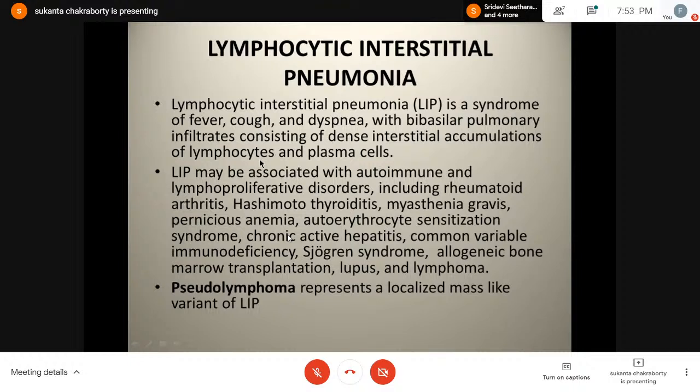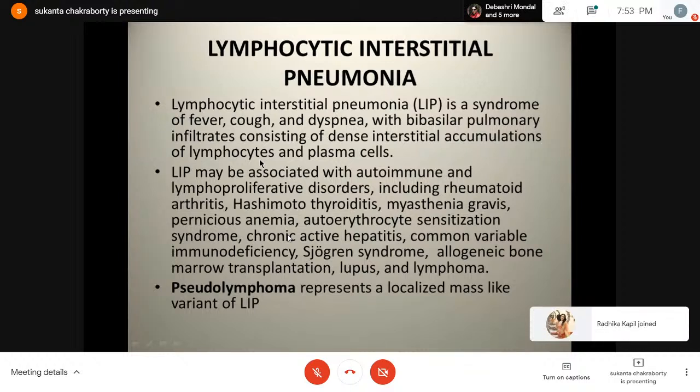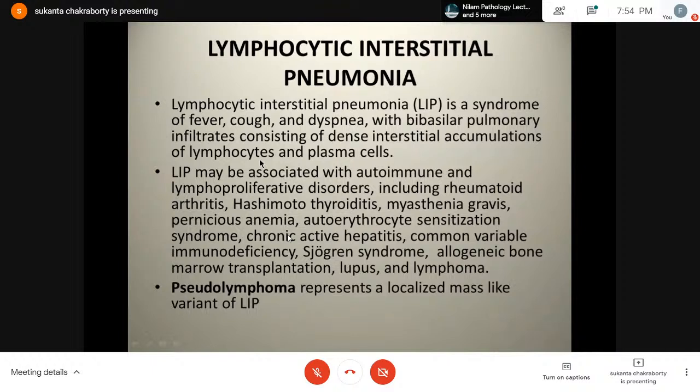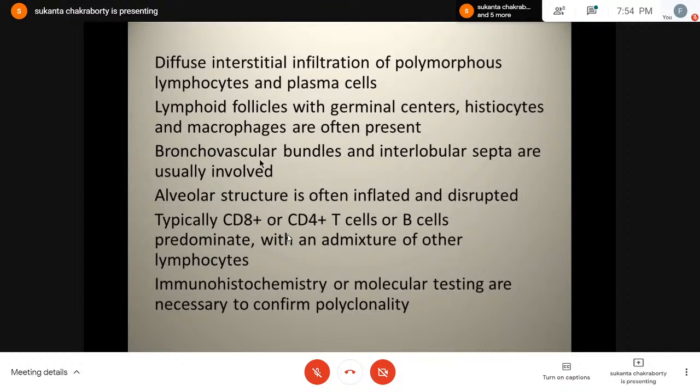and lymphoma. To diagnose LIP, when the lymphoid infiltrate is very, very dense, I'll come to the histological picture, we have to exclude clonality of the lymphoid aggregates to exclude lymphoma. And pseudolymphoma, as we know, is a mimicker of lymphoma, and it represents a localized mass-like variant of lymphocytic interstitial pneumonia. So, to summarize, there is diffuse interstitial infiltration of polymorphous lymphocytes. If it is monomorphous or monoclonal, then it will be lymphoma.